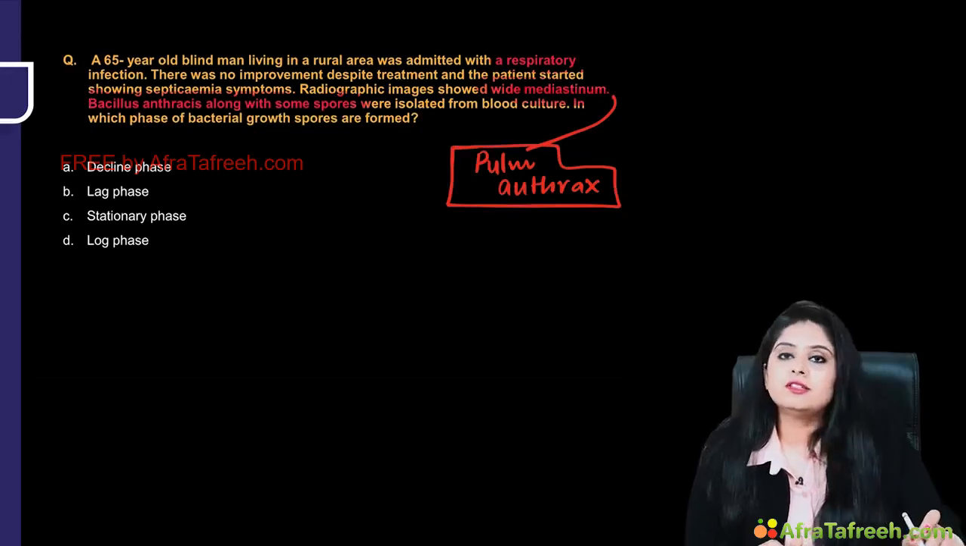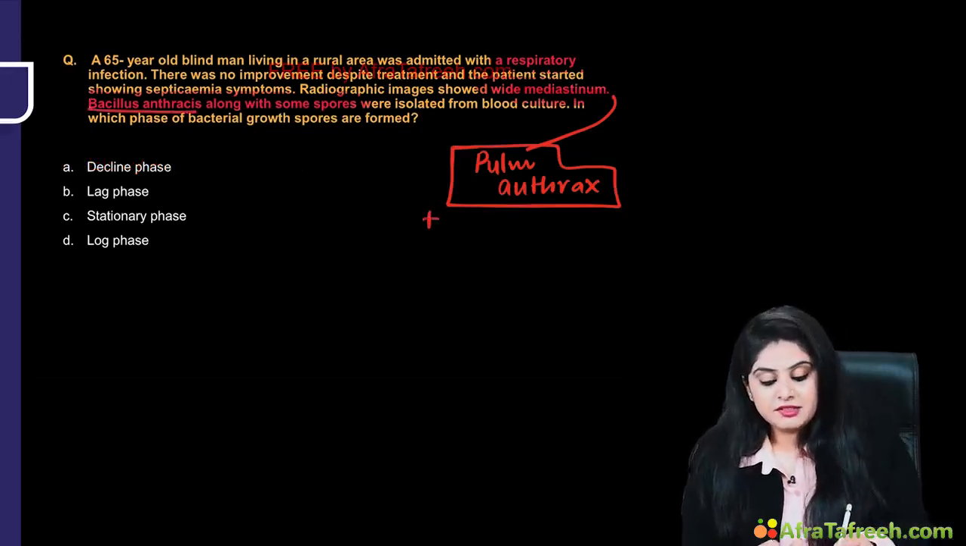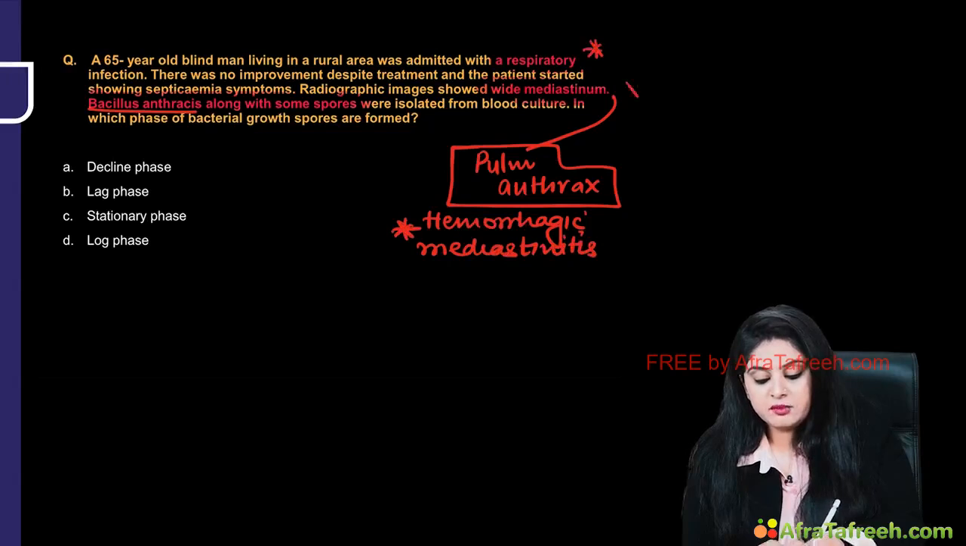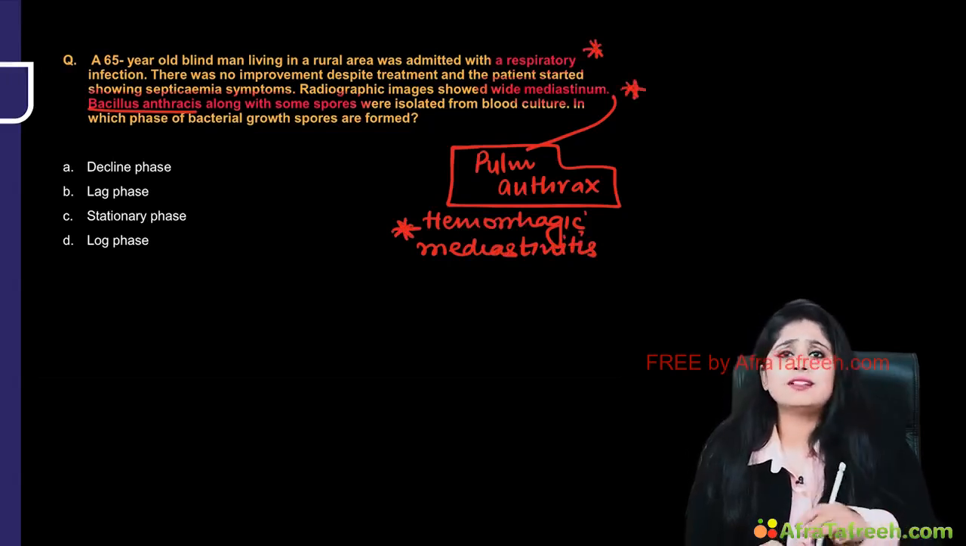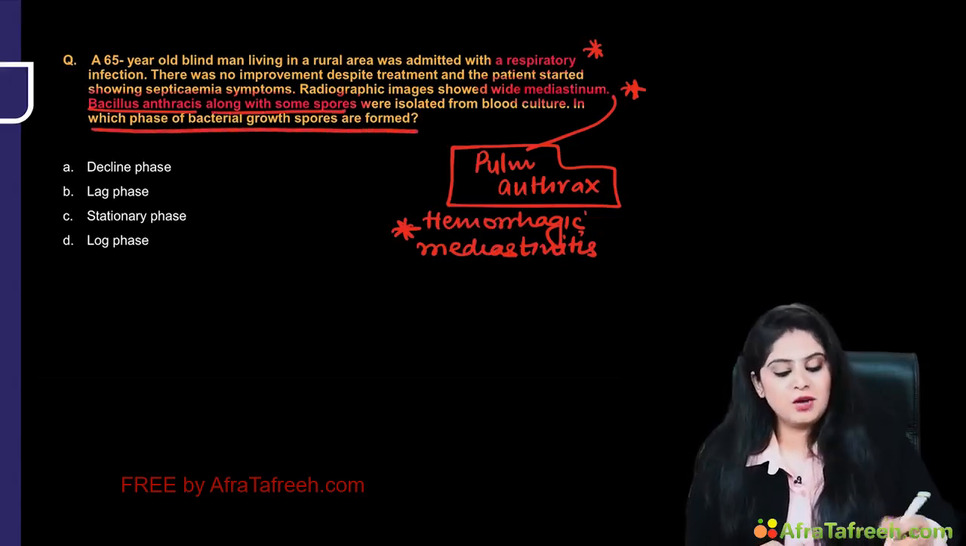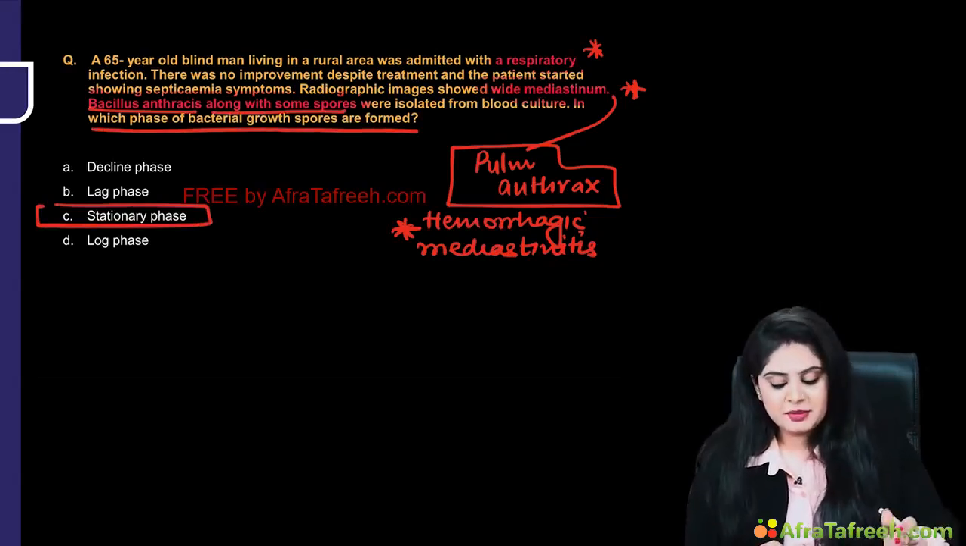Now when you go later on and study Bacillus anthracis, you will actually realize that Bacillus anthracis is very famous for causing pulmonary involvement in the form of hemorrhagic mediastinitis. The most common involvement is hemorrhagic mediastinitis, and over here there is obviously respiratory and mediastinum involvement, but that's not the point over here. The point is that spores that are formed, which phase of bacterial growth curve are spores formed? How simple, I know sporulation occurs in the stationary phase. Let's pick up one more question.